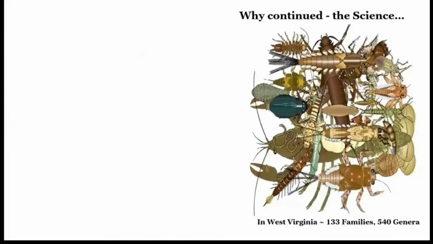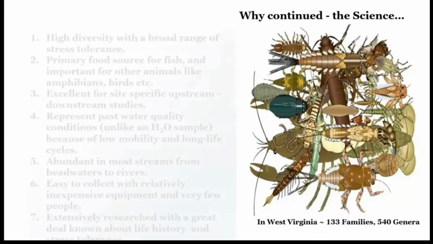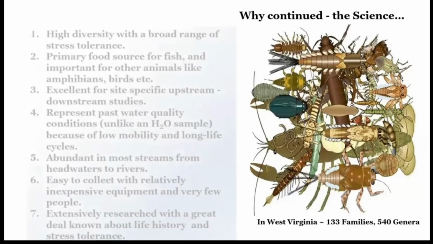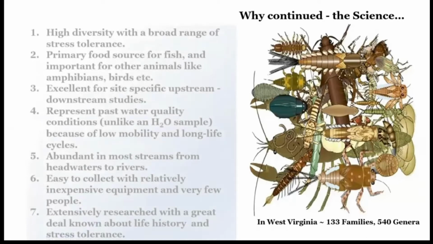The whys are continuing, and here's the science behind the whys. In West Virginia alone, first of all, diversity is key here. In West Virginia alone, the Watershed Assessment Branch has collected 133 different families and 540 different genera of benthic macroinvertebrates. So that's a great deal of diversity, which is critical. Some other reasons: they are the primary food source for all aquatic animals.